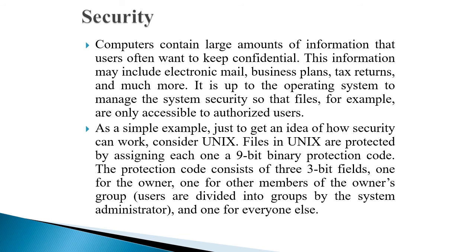As a simple example, just to get an idea of how security can work, we can consider Unix. Files in Unix are protected by assigning each one a 9-bit binary protection code. The protection code consists of 3-bit fields: one for the owner, one for other members of the owner's group, and one for everyone else. Usually the users are divided into groups by the system administrator.